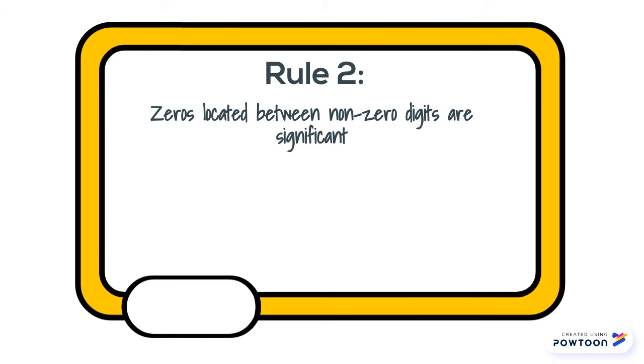Rule number 2 says that zeros located between non-zero digits are significant. So in the number 5,002, there are 4 sig figs even though there's only 2 numbers that are higher than 0. Same for the number 6,000,002. There are 7 sig figs even though there's only 2 numbers that are higher than 0.